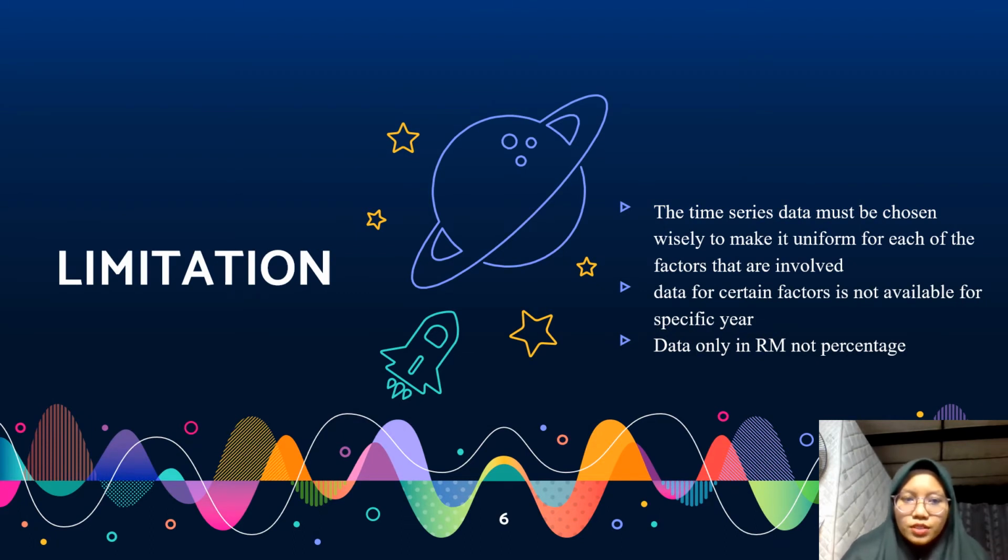So in this research, we have some limitations, such as time series data must be chosen wisely to make it uniform for each of the factors that are involved. And data for certain factors is not available for specific years, as when we were doing the research, we found out that for certain years, 2018 and 2019, we cannot find data, and some of the data is only in ringgit Malaysia and not percentage, so we have to change it to percentage to make it uniform.